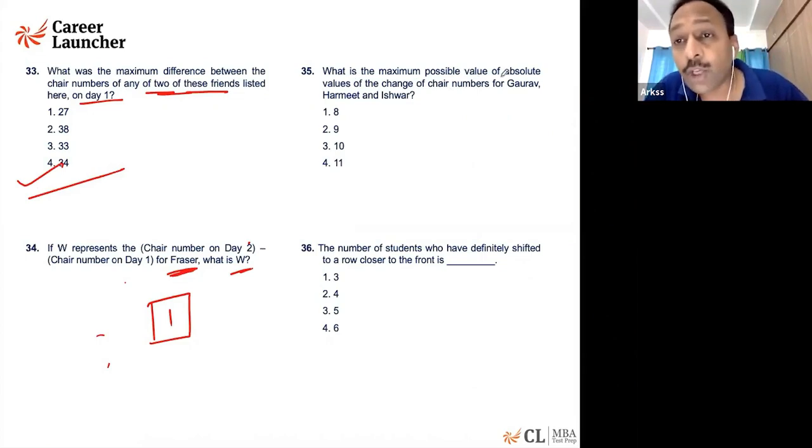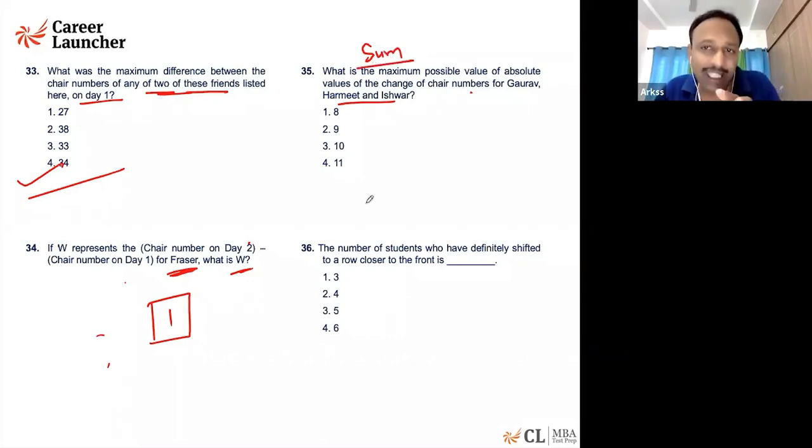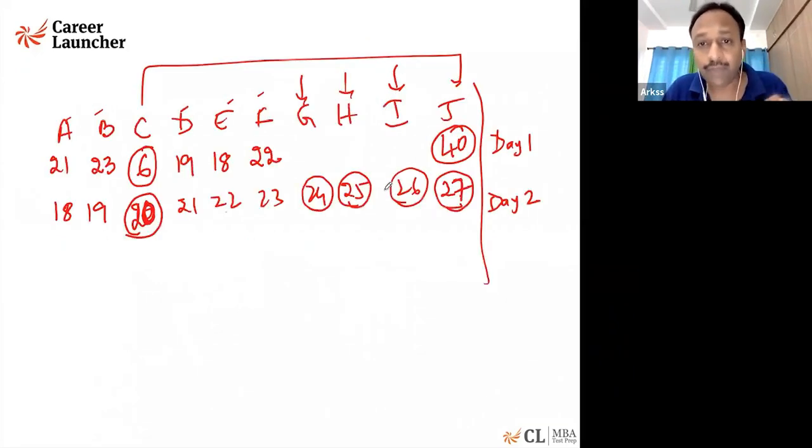What is the maximum possible value of absolute values of the change of chair numbers for Gaurav, Harmeet, and Ishwar? What is the maximum possible value of absolute values of the change of chair numbers for G, H, and I? Here he is basically saying sum. When I'm saying for all 3 together, it has to be the sum. G, H, and I, what is the maximum value?